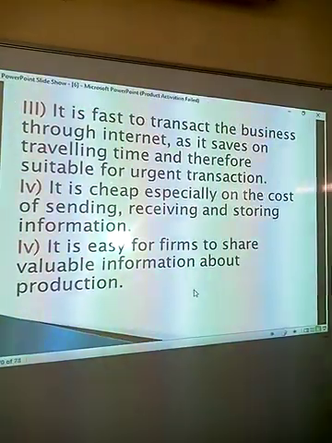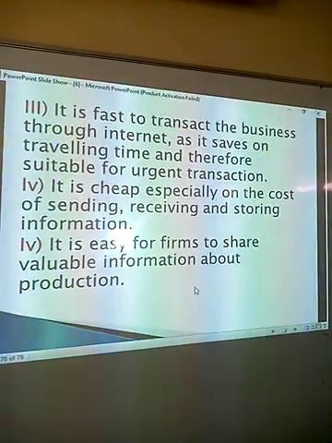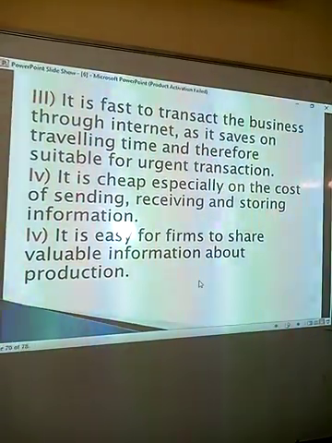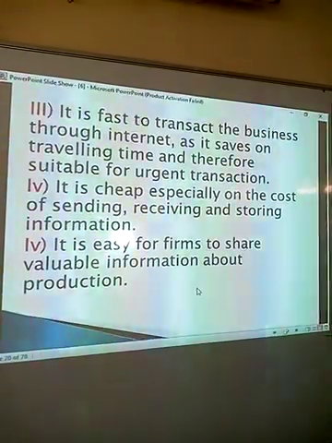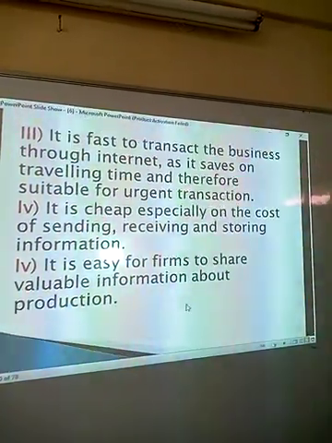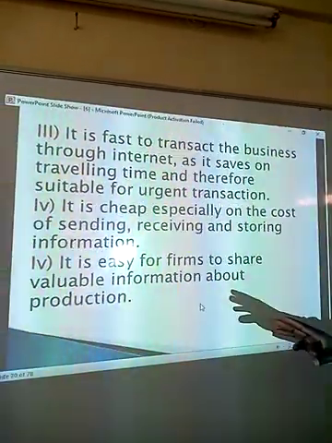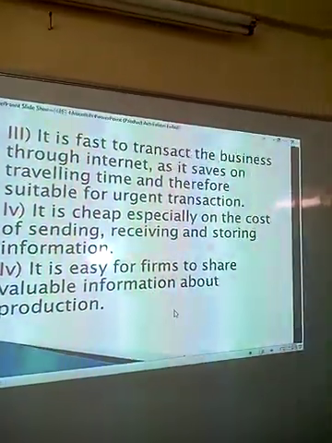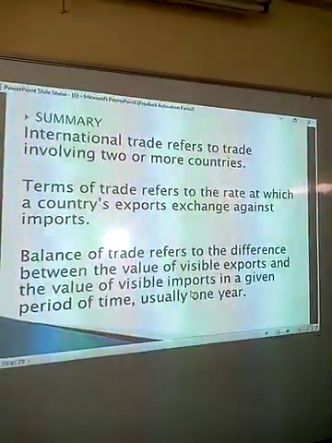It is also cheap, especially on the cost of sending, receiving, and storing information. Remember, no much paperwork. All the information is electronically sent. It is also easy for firms to share valuable information about production.